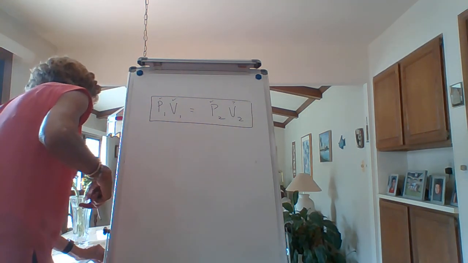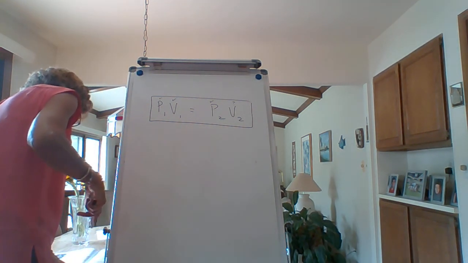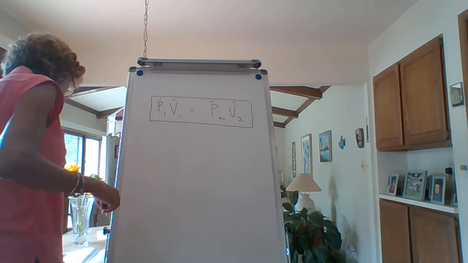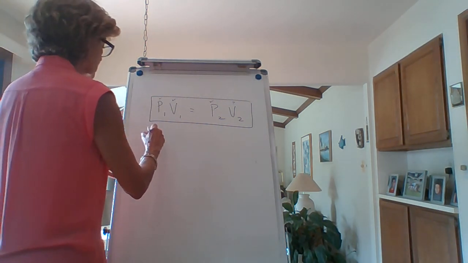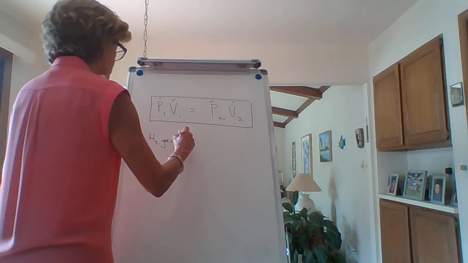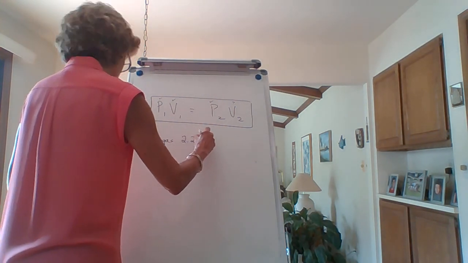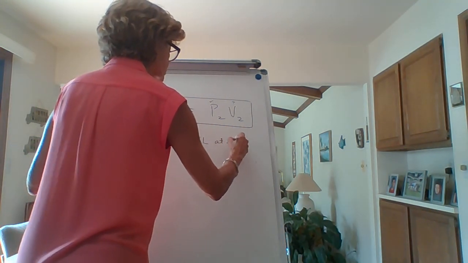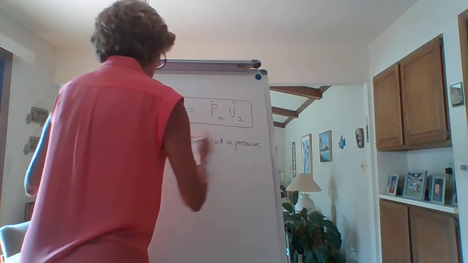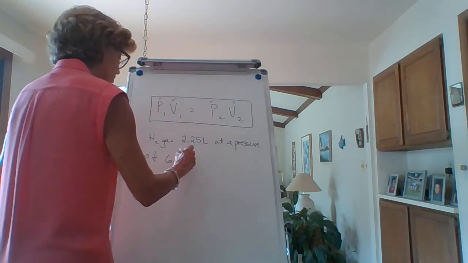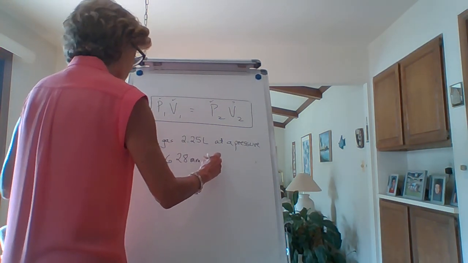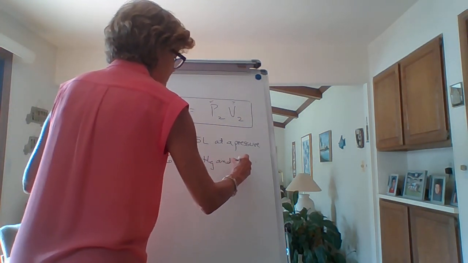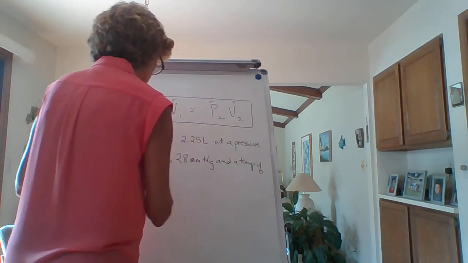Let me go ahead and do a quick problem, and then we'll move on to another gas law. Let's see, I can get one from the book. All right. So a sample of hydrogen gas occupies a volume of 2.25 liters at a pressure of 628 millimeters of mercury and a temperature of 35 degrees Celsius.